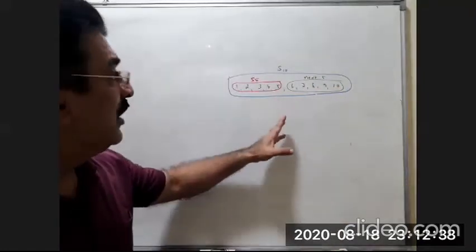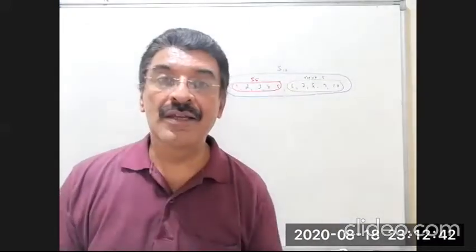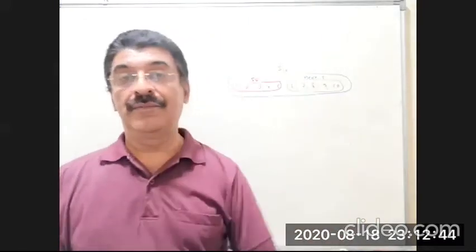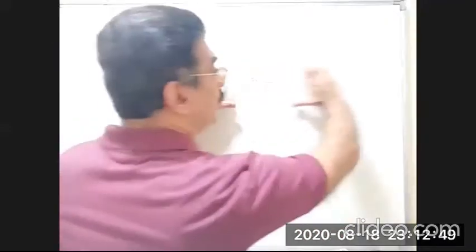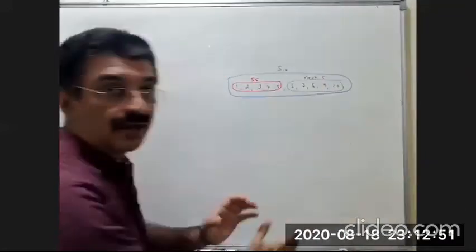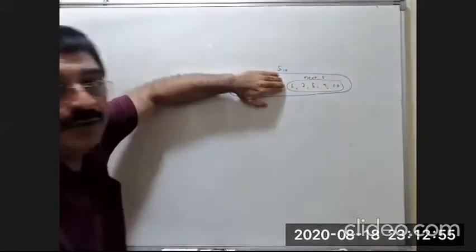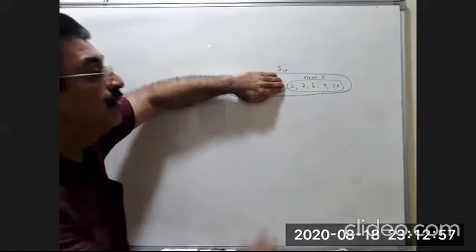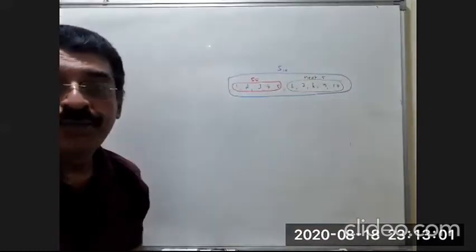Do we have a relation between S5, S10 and the sum of the next 5? You can observe from the sum of first 10, S10: from S10, if we remove S5, the left out will be the sum of the next 5.